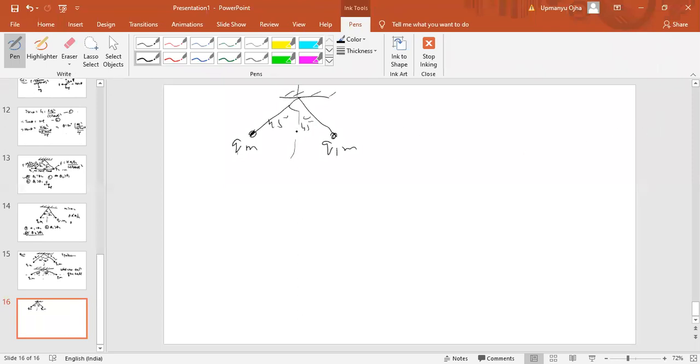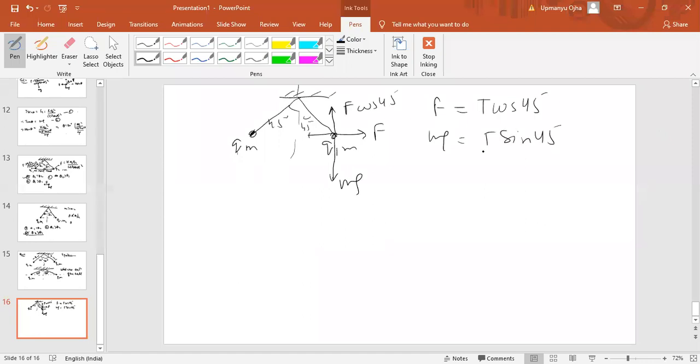When it is in equilibrium, again we use the same method. The electrostatic force acting on this ball will be F, and mg acts downward. The tension components T cos 45 and T sin 45 balance these. So the electrostatic force F equals T cos 45 and the weight mg equals T sin 45. If we divide both, the electrostatic force F equals mg.